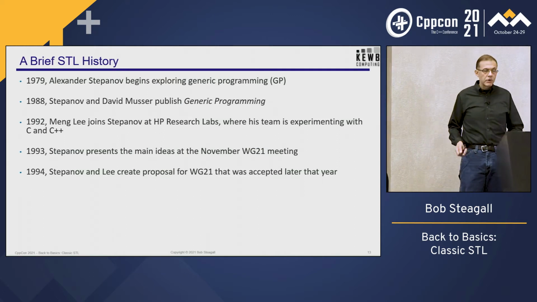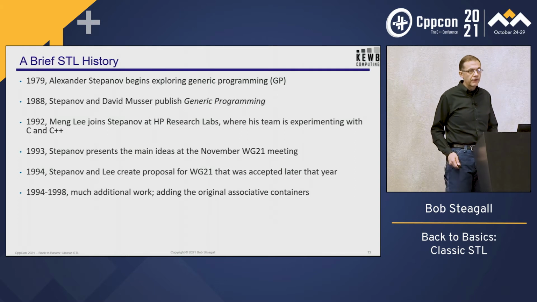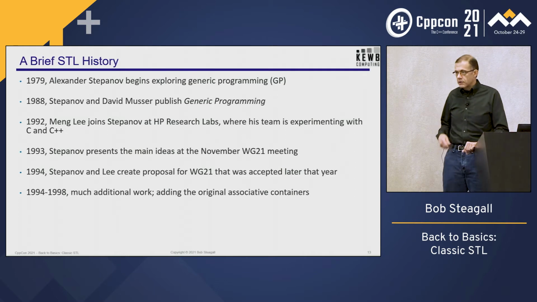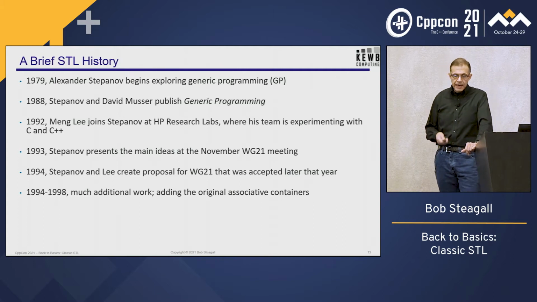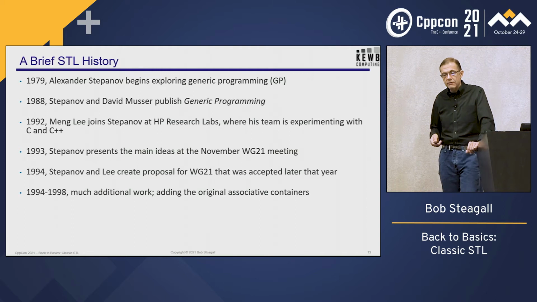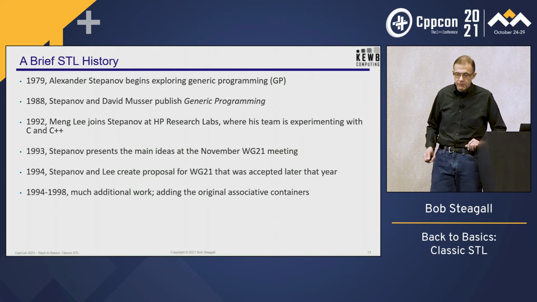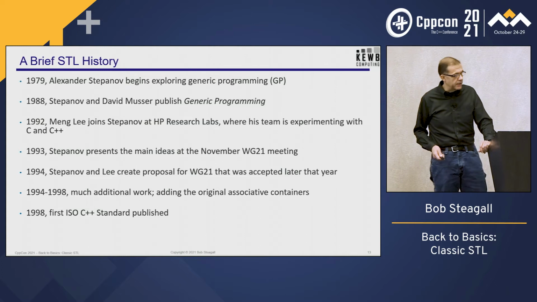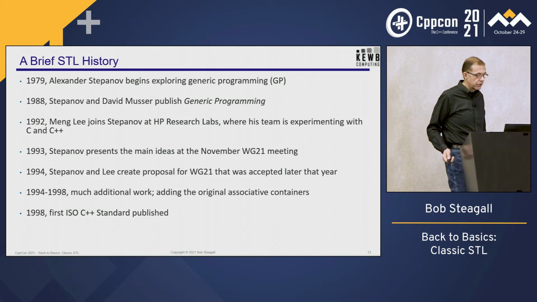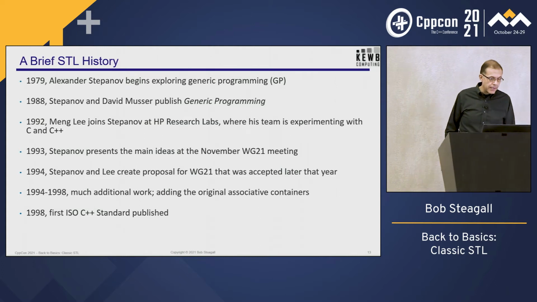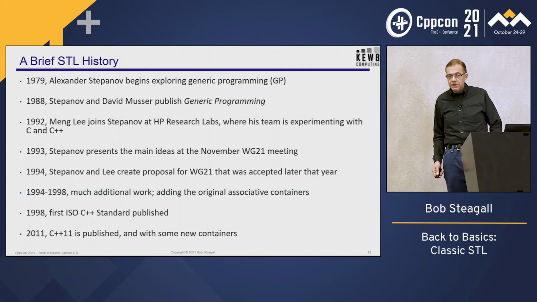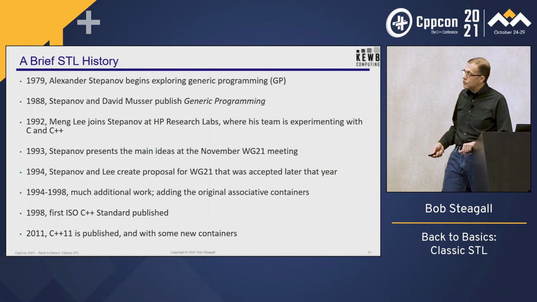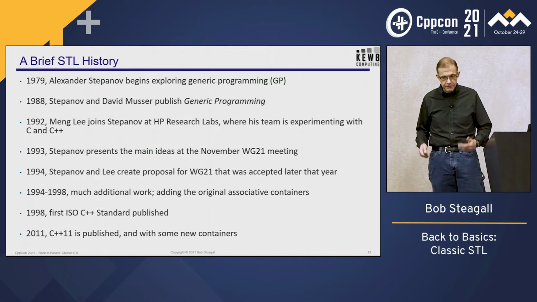Of course, like everything the committee does, they weren't satisfied with it, and over the next 4 years there was much more additional work done in refining the concepts, and that was the time period in which the associative containers were added, and Dave Musser did that work. In 1998, we had our first ISO C++ standard published, and then 13 years later, C++11 was created and had some new containers added after the originals.